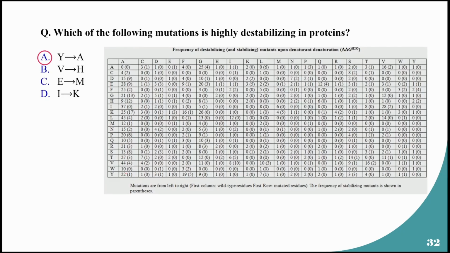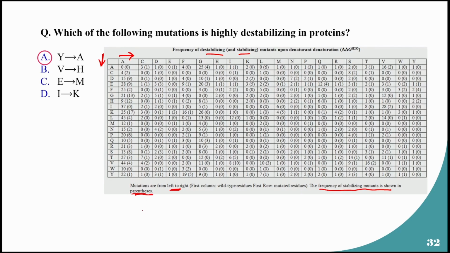What they calculated is the frequency of destabilizing and stabilizing mutants upon denaturation. In the left-hand side column, you will see the initial residues, what residue was present before mutation. On the other hand, you will see which residue it was mutated to. If you read what is written at the bottom, the mutation is from left to right, and the frequency of stabilizing mutations is shown in parentheses.